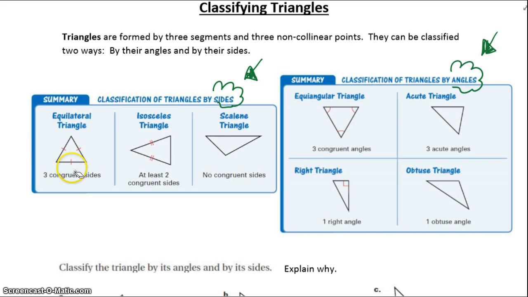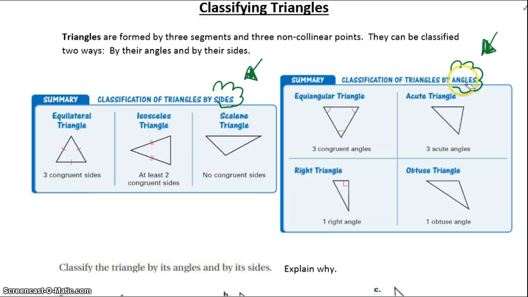So first let's talk about equilateral. Notice that all three sides are marked exactly the same. So three congruent sides means you have an equilateral triangle. Isosceles, two of your sides must be marked exactly the same. So at least two congruent sides, then you have an isosceles triangle. And then last, scalene. Notice that none of these sides are marked. So you cannot assume that you know anything about those sides. So if none of the sides are the same, then it's going to be a scalene triangle, okay?